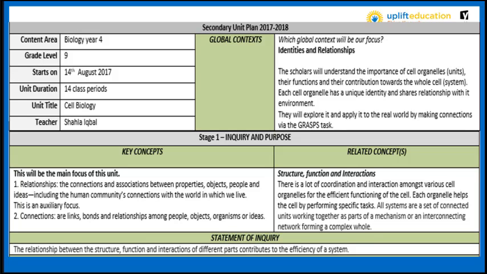An important part of stage 1 is the statement of inquiry. This statement of inquiry pretty much encompasses the key concept, the related concepts, and the global context. The statement of inquiry for this unit is: the relationship between the structure, function, and interactions of different parts contribute to the efficiency of a system.